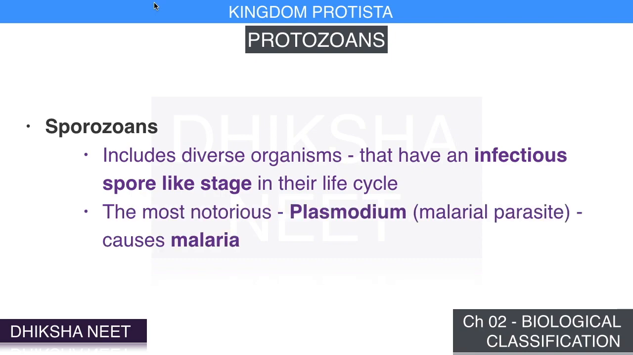Sporozoans. This includes diverse organisms that have an infectious spore-like stage in their life cycle. The most notorious is Plasmodium, the malarial parasite, which causes malaria, a disease which has a staggering effect on human population.